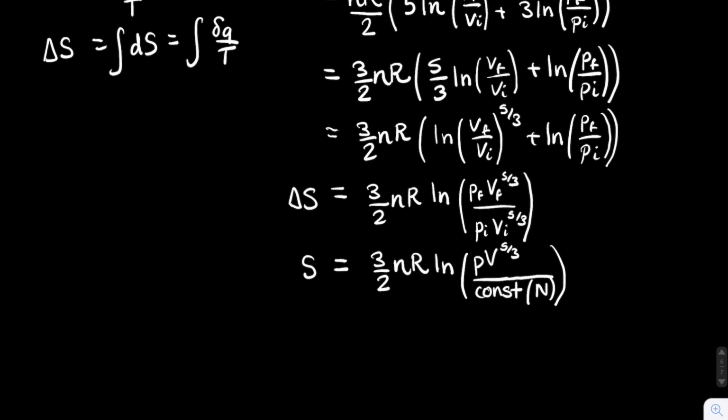And this constant, we will find out what it is a little bit later on. But for now, this is our best looking form for the entropy of an ideal gas. We'll have a bit more information when we work out what this constant actually is. So there we go. That is the entropy of an ideal gas.